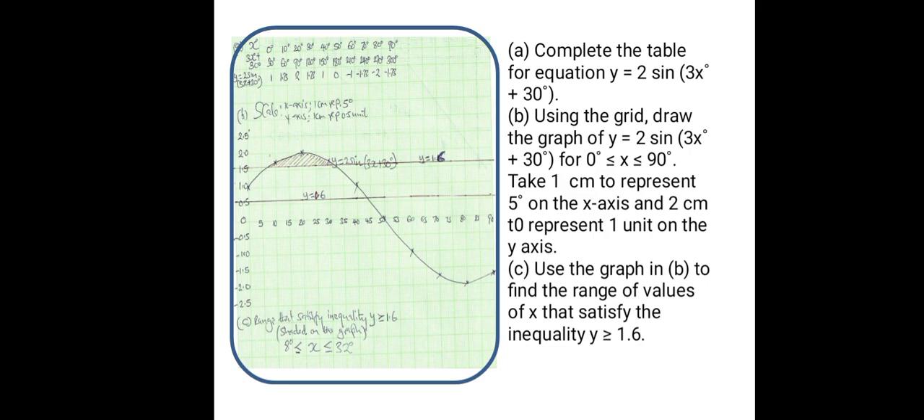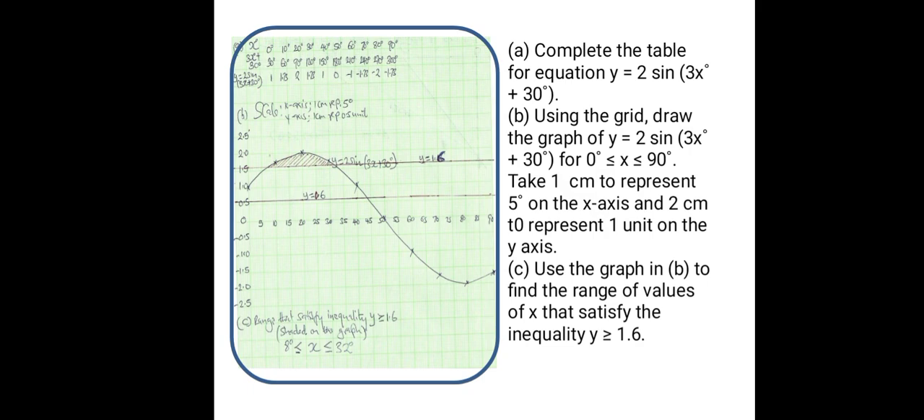Complete the table for the equation y = 2 sin (3x + 30). B. Using the grid, draw the graph of y = 2 sin (3x + 30 degrees) between the range 0 degrees and 90 degrees. Take 1 centimeter to represent 5 degrees on the x-axis and 2 centimeters to represent 1 unit on the y-axis.